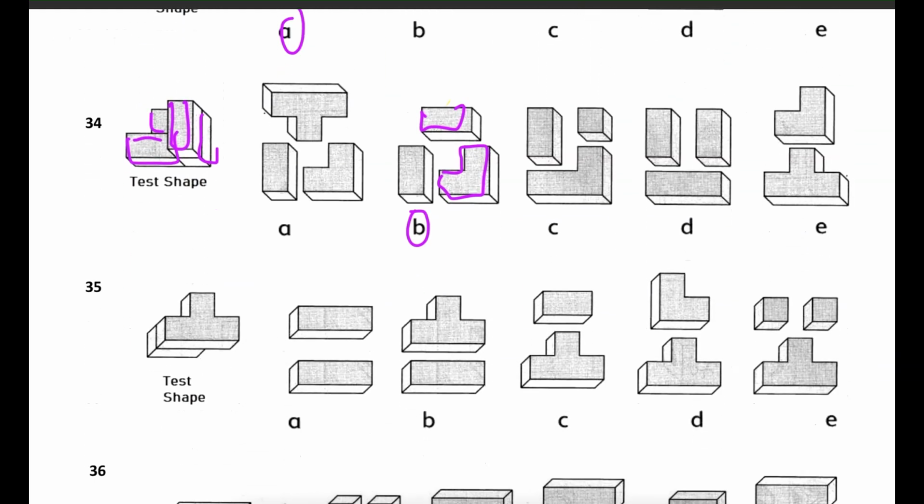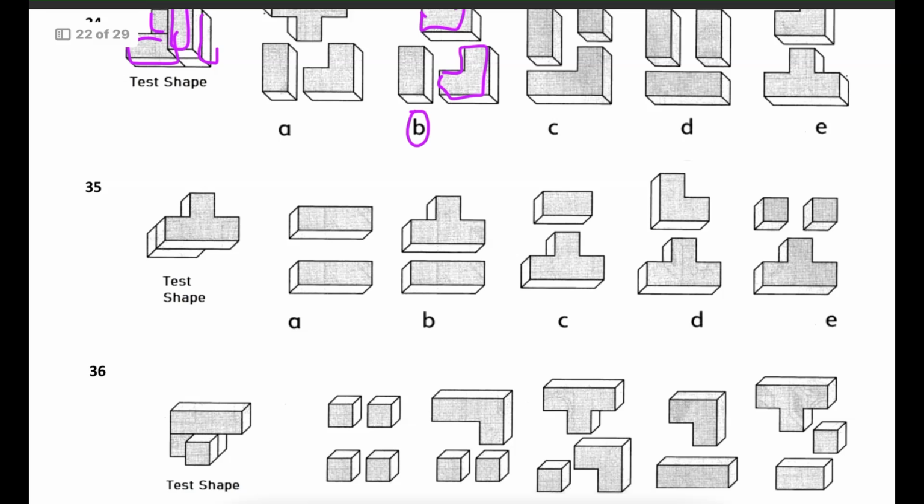Question 35. We've got this T shape. We can already rule out A. And another cuboid behind it, which is here. So the answer here is C, because the cuboid is not the same length as this side of the T shape. So it's not B because these are the same length and they shouldn't be. This is smaller, so the answer is C.